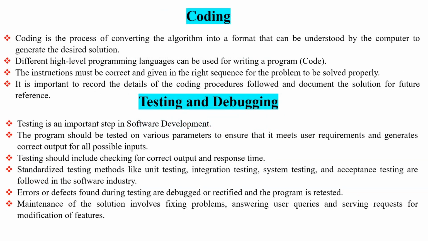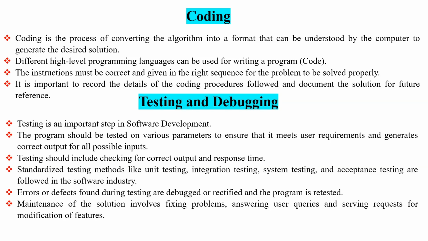The third step in problem solving is coding. After finalizing the algorithm, we need to convert the algorithm into a format which can be understood by the computer to generate the desired solution. Different high-level programming languages can be used for writing a program, code. The instructions must be correct and given in the right sequence for the problem to be solved properly. It is important to record the details of the coding procedures followed and document the solution for a later stage.